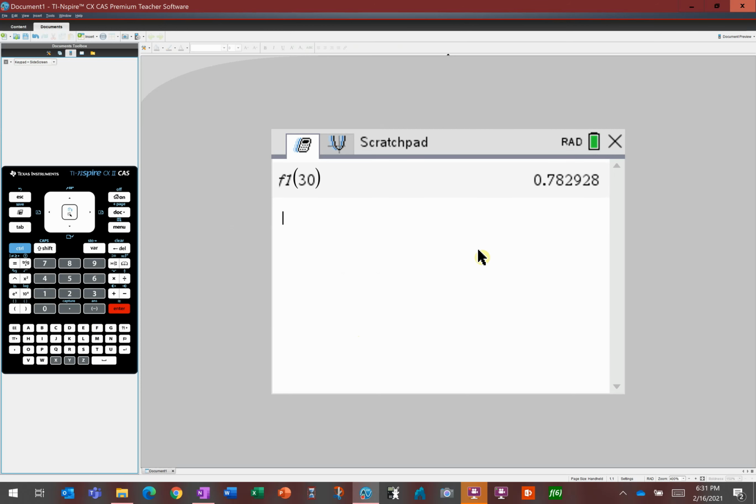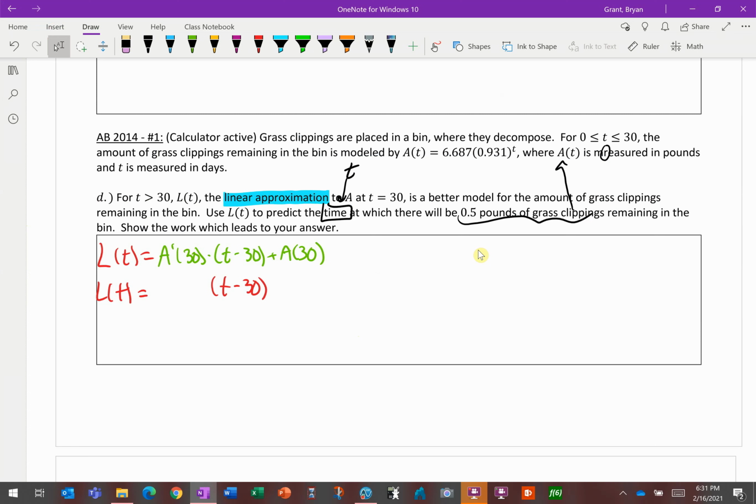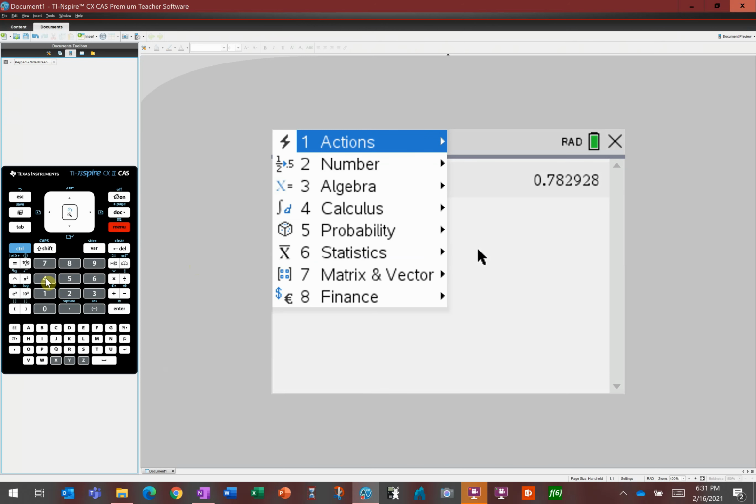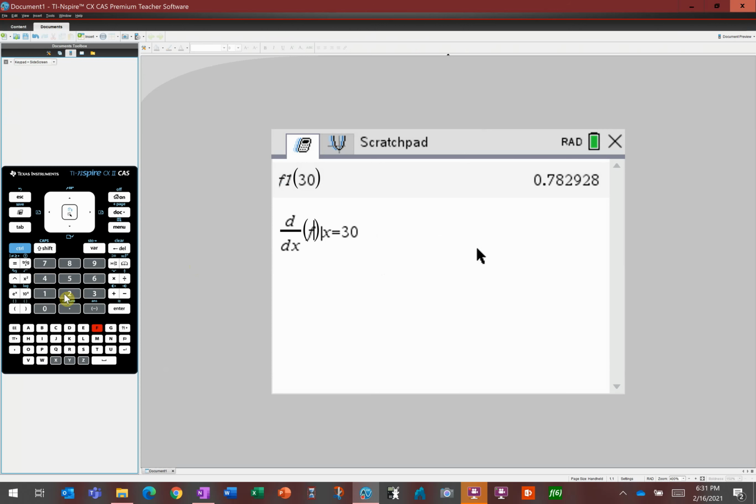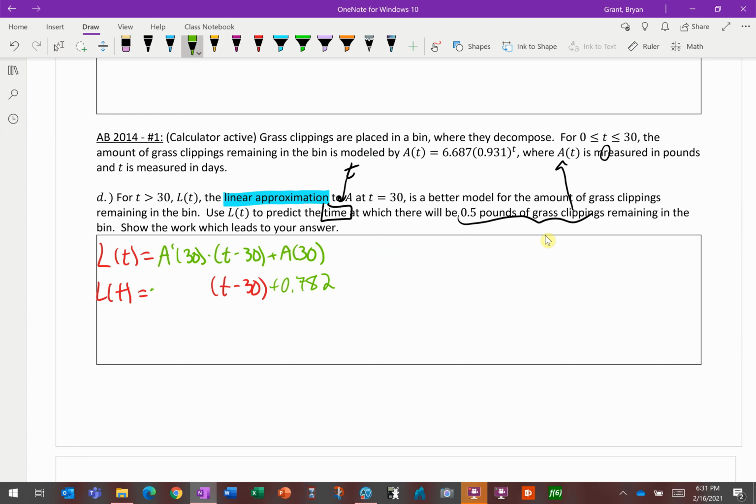Great, so that's going to be our first one, 0.782. Okay, so we have plus 0.782, and then we also need our slope. Our slope here is just the derivative at 30, and luckily our calculator can tackle that as well. Calculus, derivative at a point, and we need to substitute in 30 of what equation? Oh, it's called f1 of x. Great. And that is right there, negative 0.055.